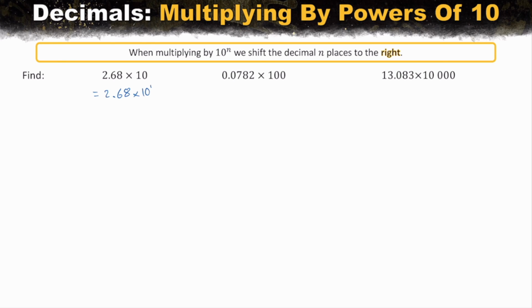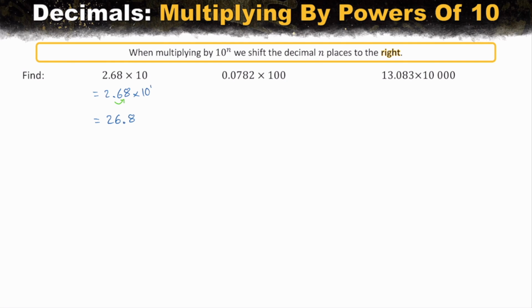Now, when we're multiplying, that tells us very quickly, when we've got a decimal, how many places we need to move the decimal place to the right. So we've got 2.68 times 10 to the power of 1. To find the solution of that, we simply move this decimal place that we've got here, let's use a different color, one spot to the right. So our answer becomes 26.8, or 26 and 8 tenths.